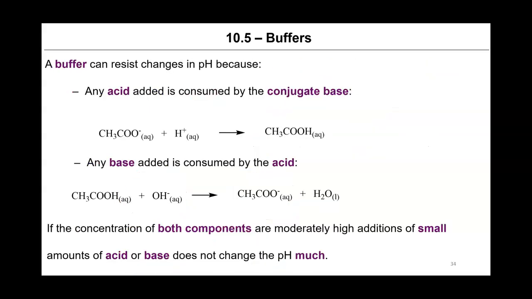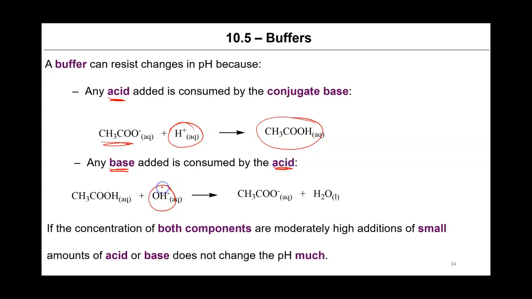So why do buffers resist changes in pH? Well, it's pretty simple. Any acid that we add is consumed by the conjugate base. So here's the conjugate base of our weak acid, acetic acid. Add an acid to it and it forms the acid, acetic acid.